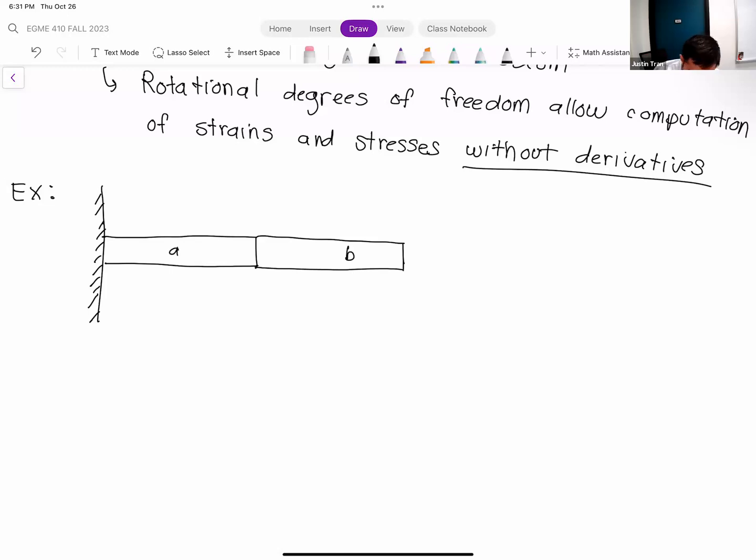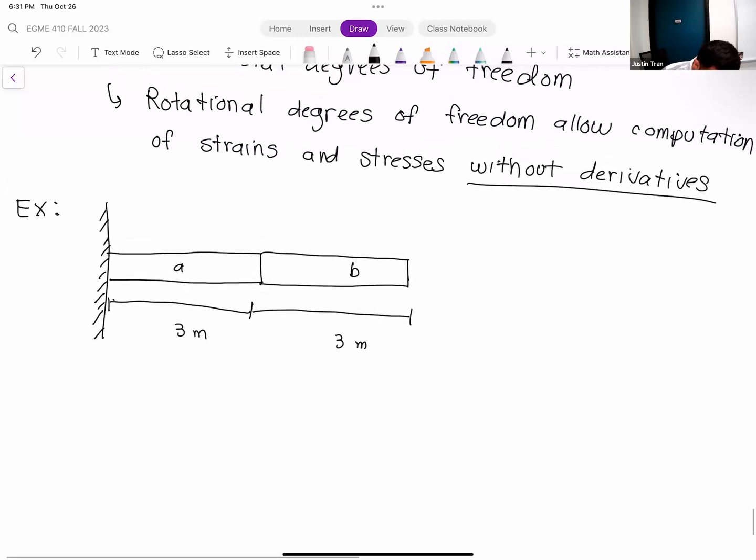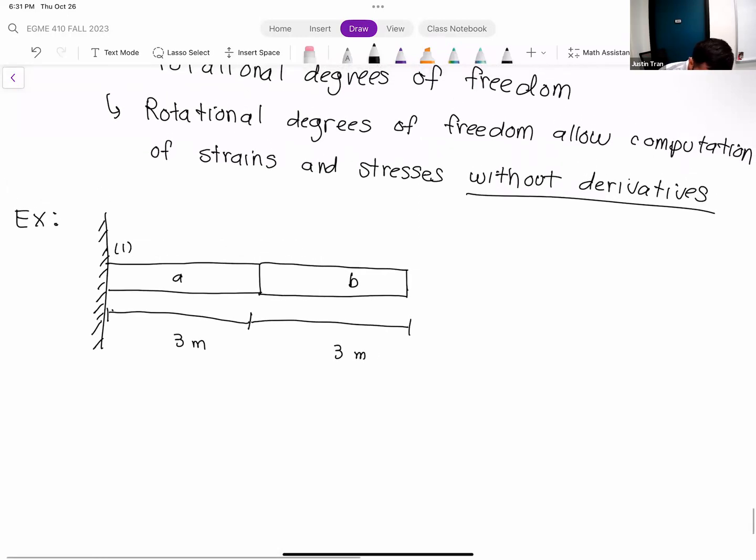Okay. We're gonna have numbers here, and so we're gonna say that the lengths of these beams are each going to be 3 meters. Okay. Let me label the nodes, and so the nodes are node 1 on the left, node 2 in the middle, and node 3 on the right. Okay.